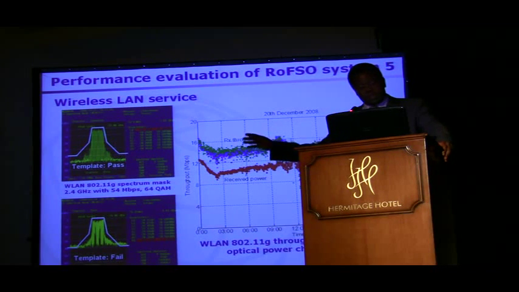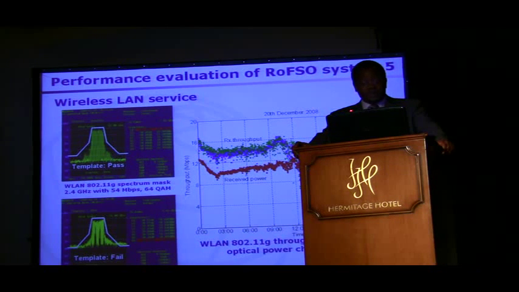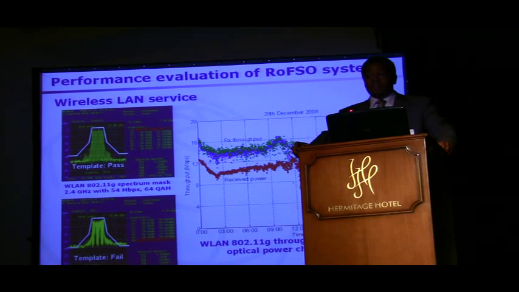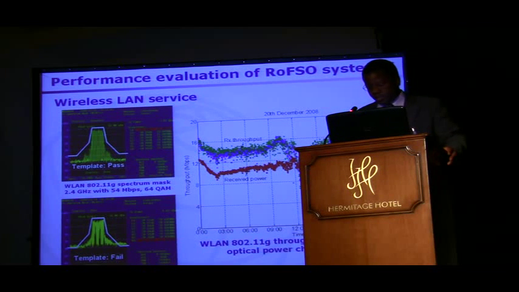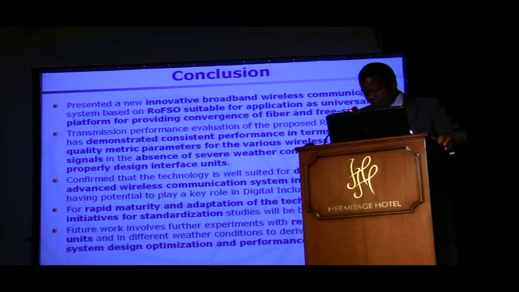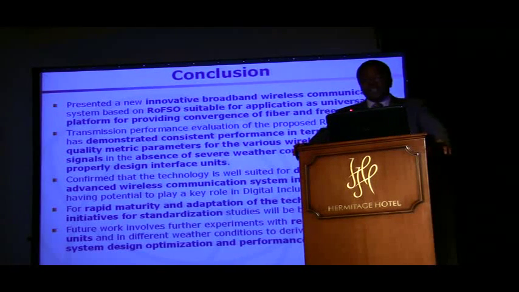But all in all, these results also show that if we design the ROF modules properly, the radio over FSO system can conveniently be used for transmitting wireless local area network service signals. So due to limitation of time, I'll just give examples of those two wireless service signals transmitted over our radio over free space optic system.